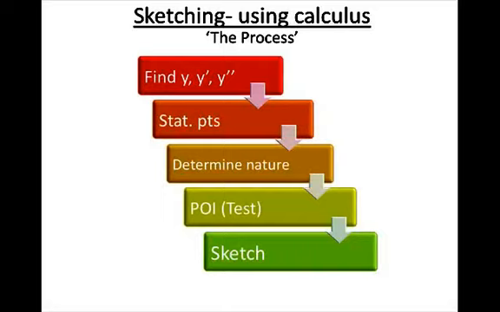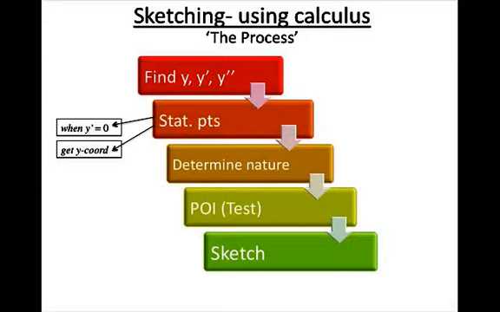I'll explain each part. First thing we do, as I said, is you find the derivatives. Y dash, y double dash. We then find the stationary points, and we do that by letting y dash equal 0. So once we've found our three equations, we let y dash equal 0, it'll give us our stationary points. What you do is you sub it back into your y equation to get the y coordinates. So you've then got your coordinates of the stationary points.